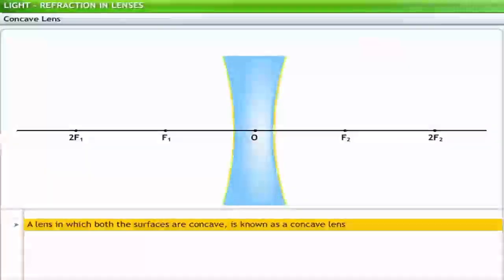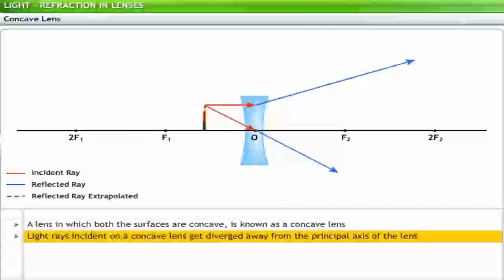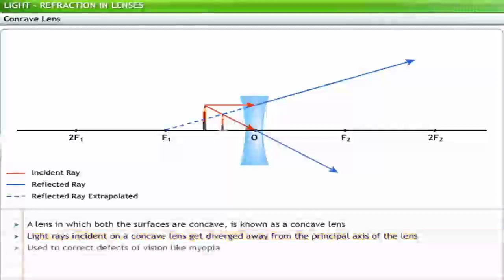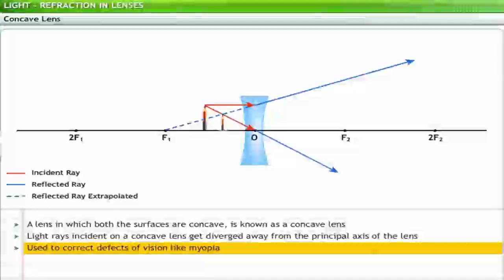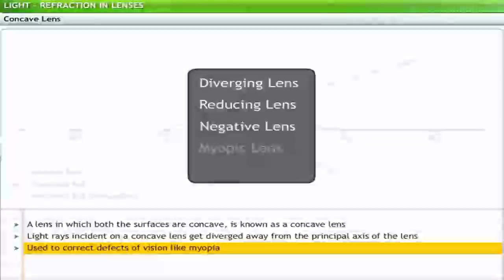A lens in which both the surfaces are concave is known as a concave lens. Light rays incident on a concave lens get diverged away from the principal axis of the lens. An image formed by a concave lens is always diminished due to the divergence of rays. This is why concave lenses are widely used to correct eye defects such as myopia. Thus, a concave lens is also known as a diverging, reducing, negative, myopic or minus lens.